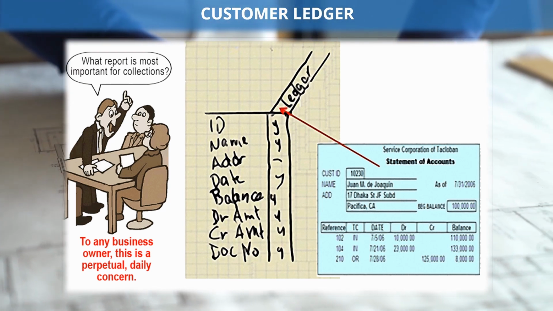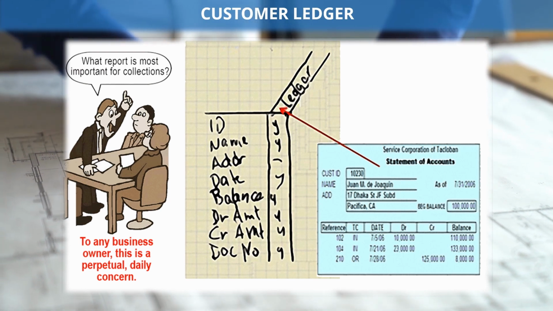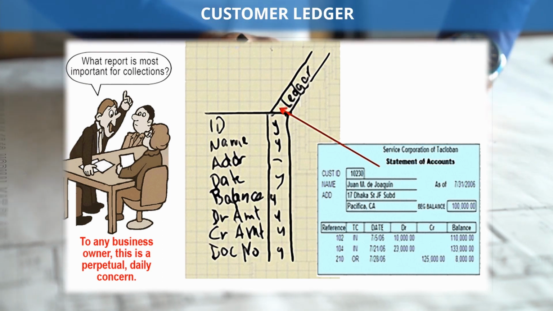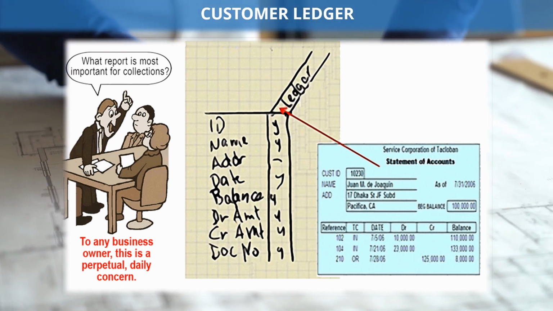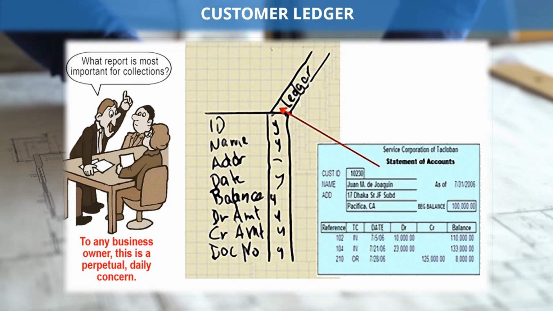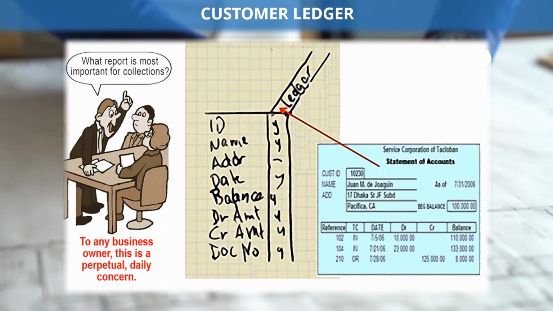Then I asked, what are the inputs used to prepare the ledger? Then she enumerated 2 basic forms, namely the sales invoice and the official receipt. So based on her inputs, I added 2 columns in the handwritten matrix and simply put a yes on the fields they represent.